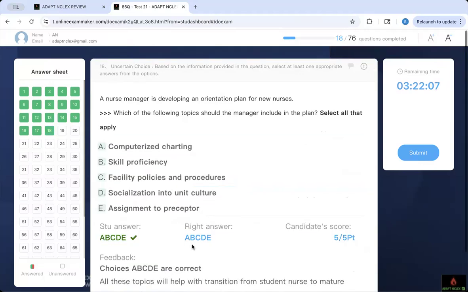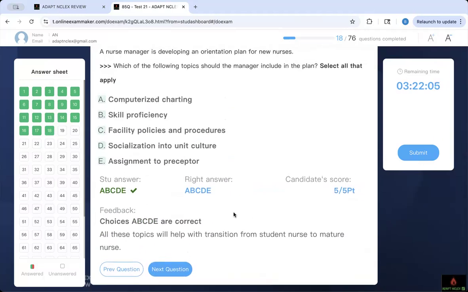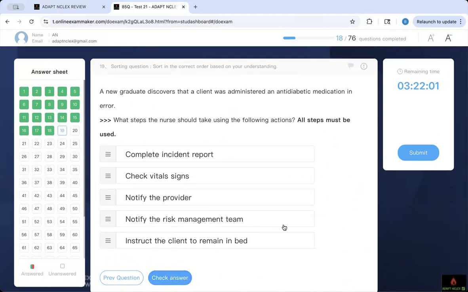All of them indicated. This is management of care. You have to master them. Like I told you, this goes everywhere. Management, every portion of the NCLEX. What steps should the nurse take using the following action? All steps must be used.